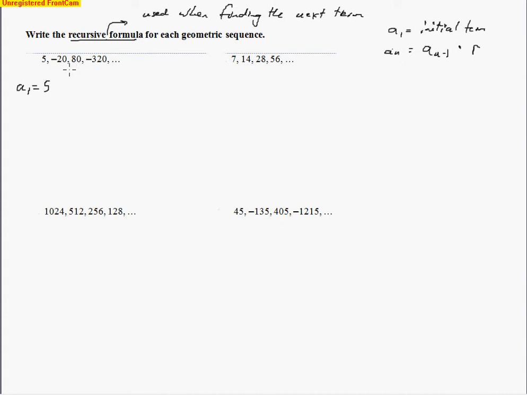So we'll go ahead and find that common ratio real quick. So negative 20 over 5 will give us what that is, negative 4. And I can see that when I divide each time, I do get negative 4. So negative 4 is the R value, the common difference, and so our recursive formula we're going to say is A1 equals 5, comma, and then AN equals the AN minus 1 times negative 4, and that's it.